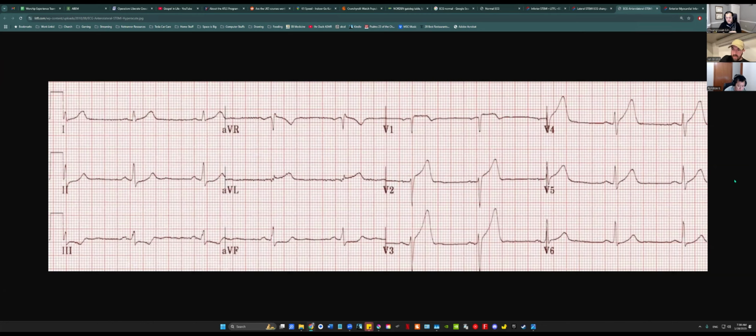No, with inferior reciprocal changes. Okay, good. So what I would let's say, focus on that one. Yeah, there are inferior reciprocal changes. These are ST depressions. Okay. Now, where did you see the elevation? Lateral and anterior. Okay.